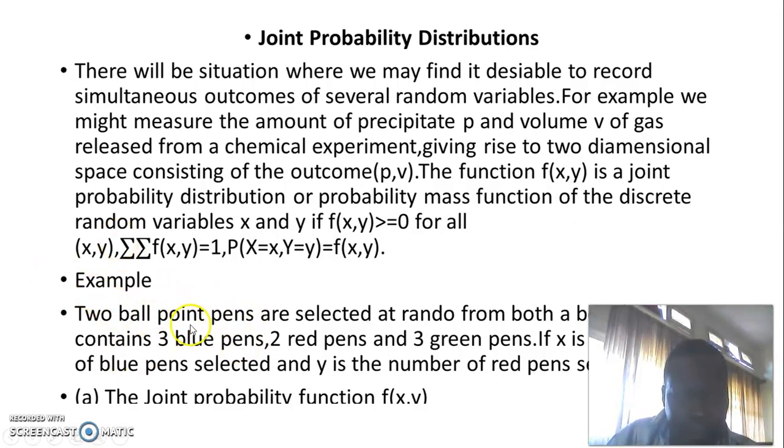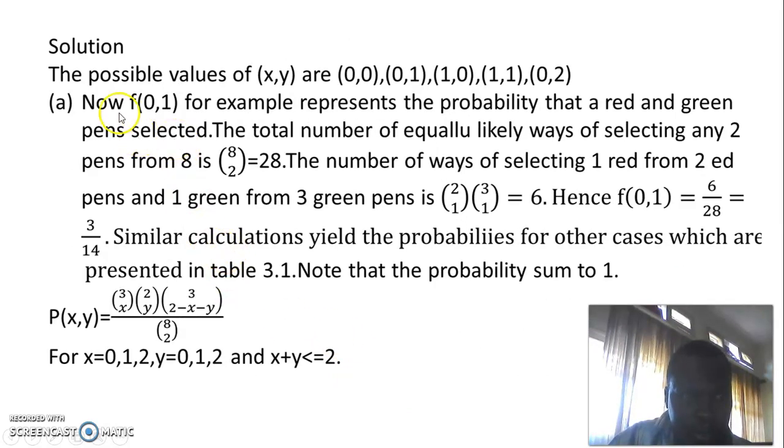Let us have an example. Suppose two ballpoint pens are selected at random from a box that contains 3 blue, 2 red, and 3 green pens. If x is the number of blue pens selected and y is the number of red pens selected, find the joint probability function f of xy. Solution. The possible values of xy are (0,1), (0,0), (1,0), (1,1), and (0,2).